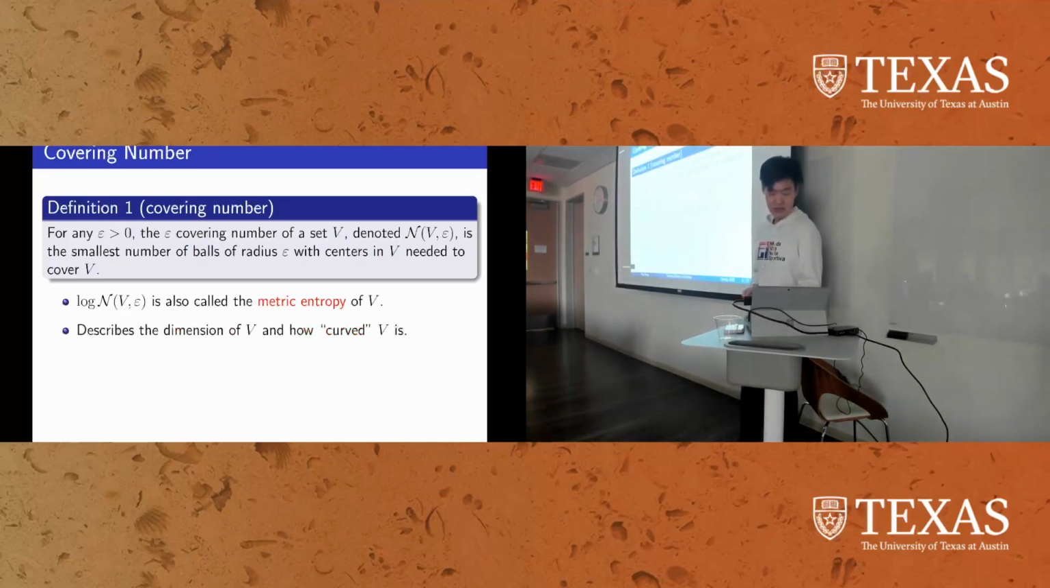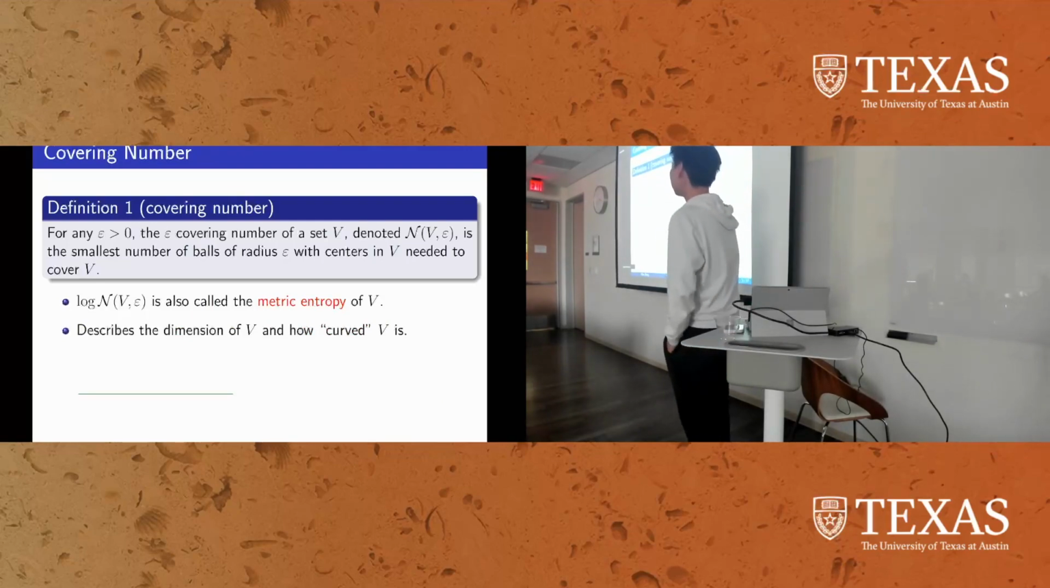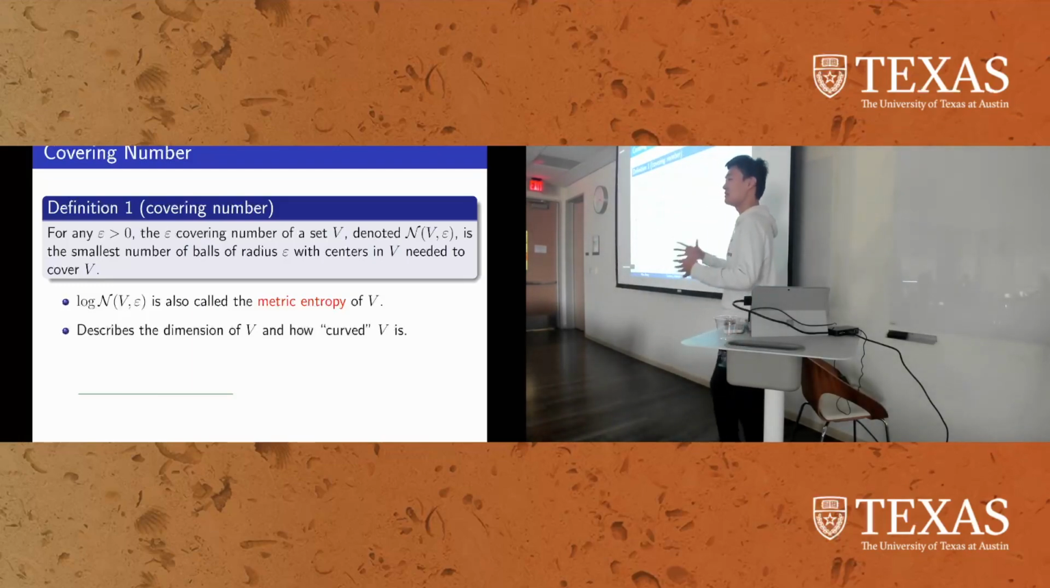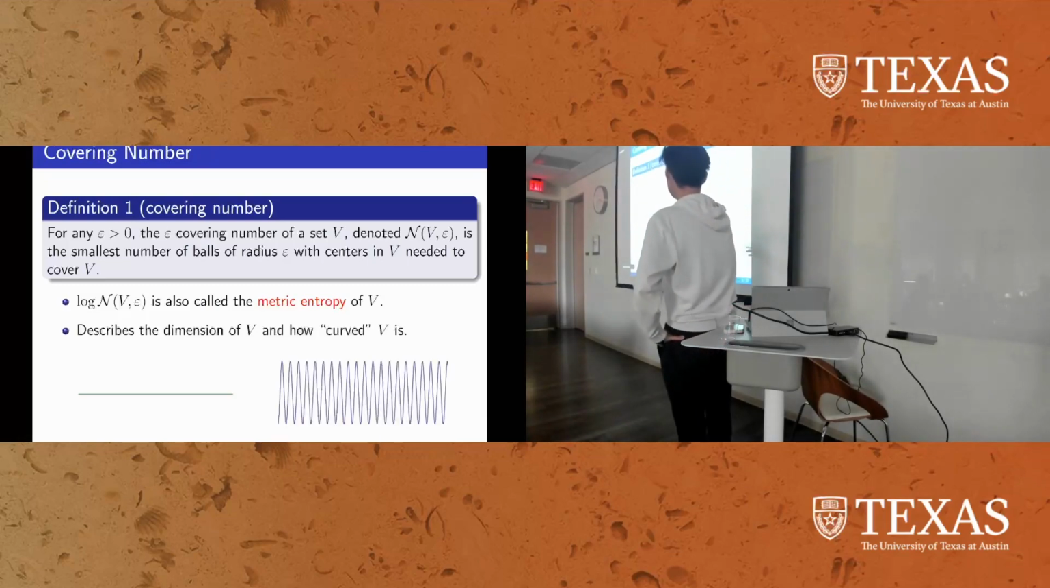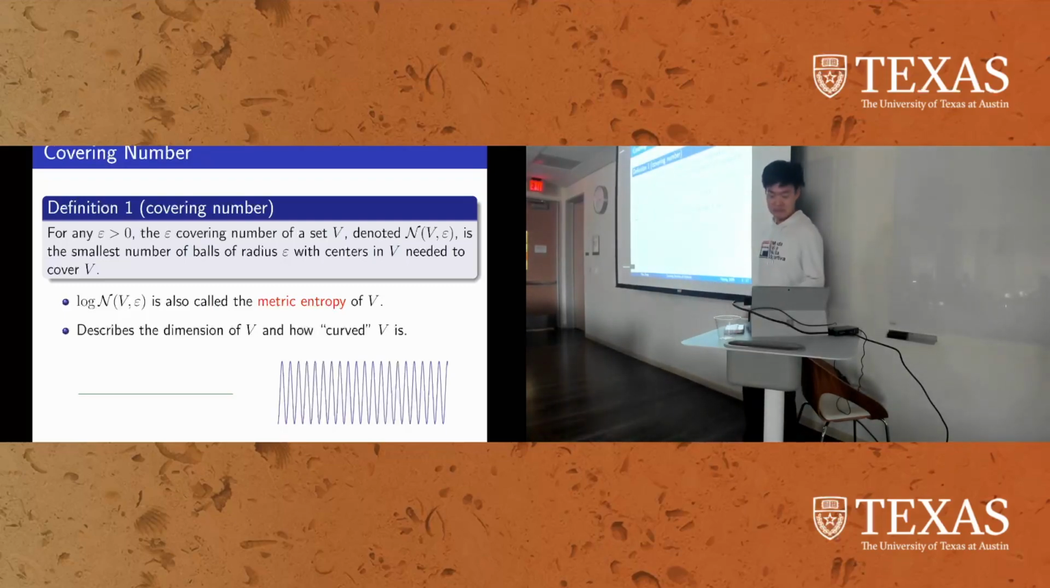So let me give you a few examples. If you have a straight line from -1 to 1, what is the covering number? Simply 1 over epsilon. You need that many balls. But now if you have a 2D unit square, then the covering number is 1 over epsilon squared. So that number describes the size and dimension. But also if I have this crazy sine curve, also from -1 to 1, then you need more than 1 over epsilon balls. It's close to 1 over epsilon squared because this is filling the 2D square. So it also describes how curved this set is.